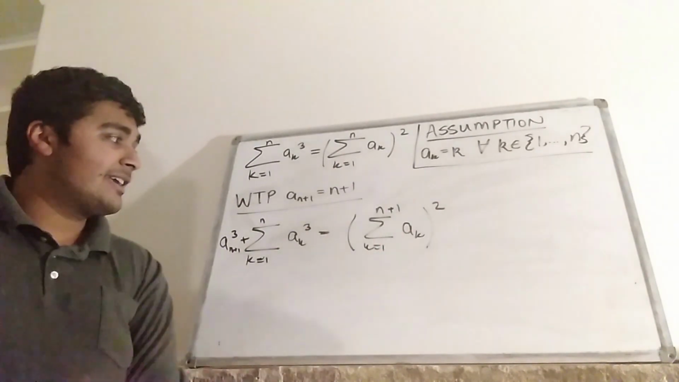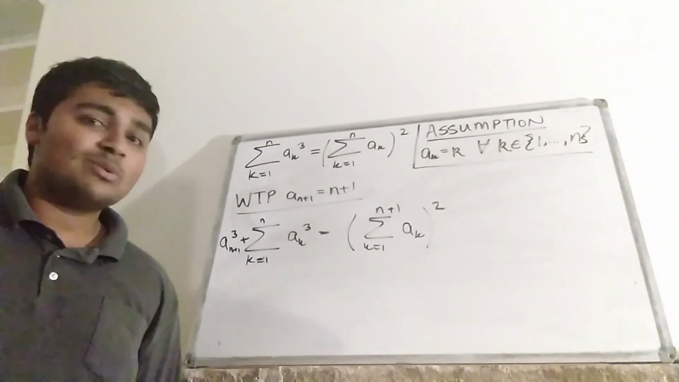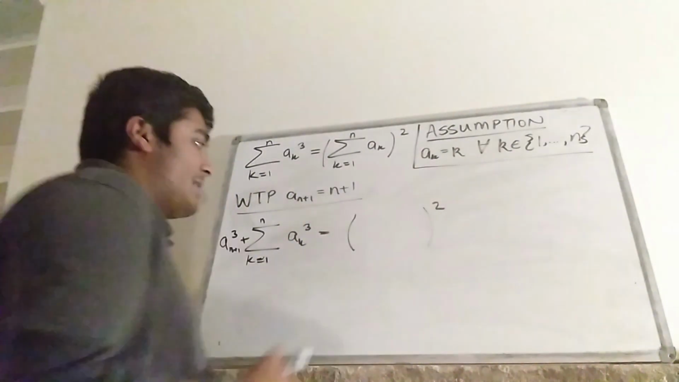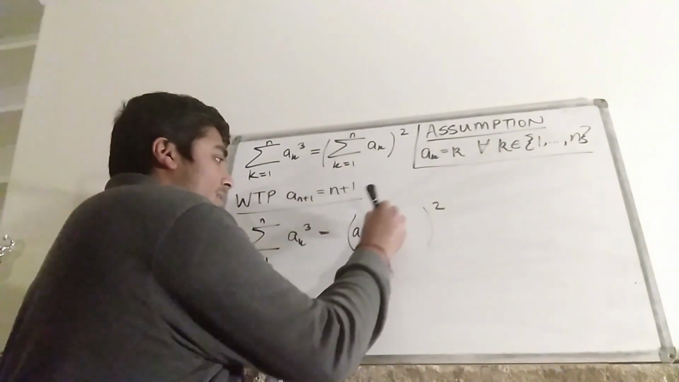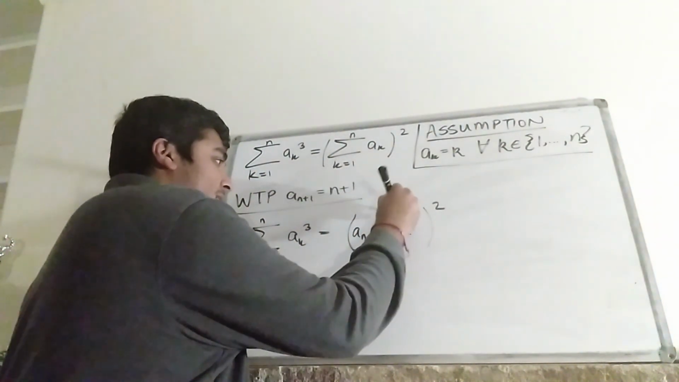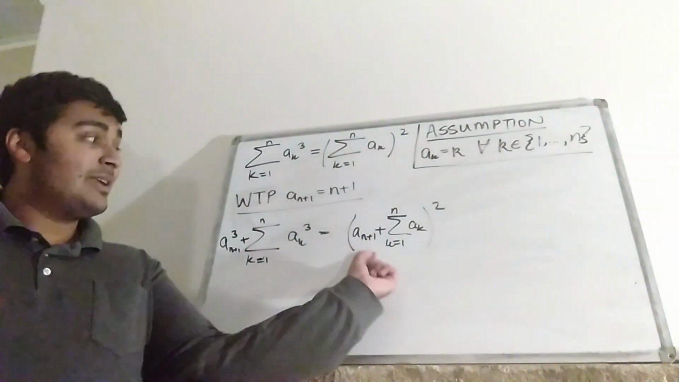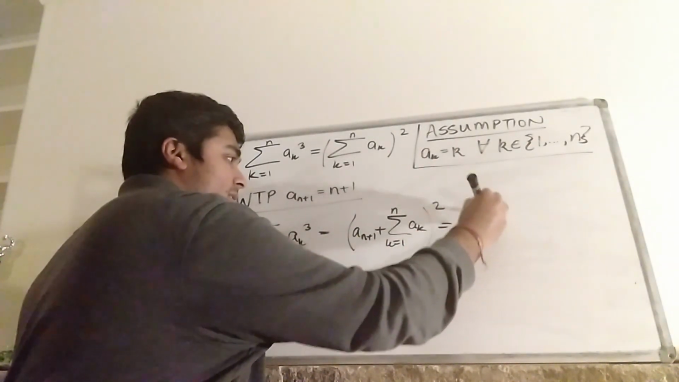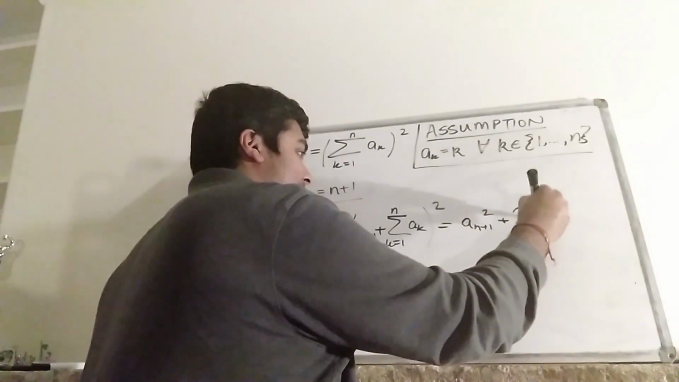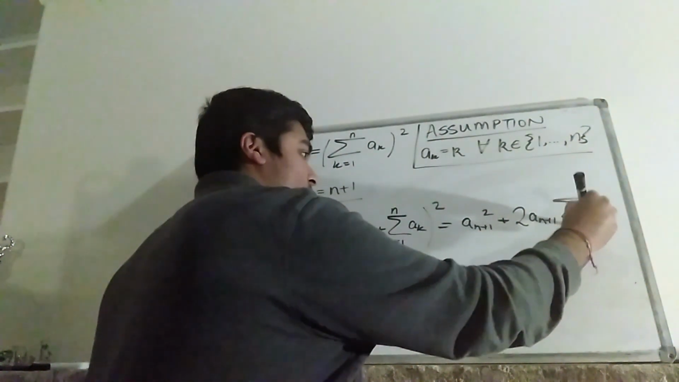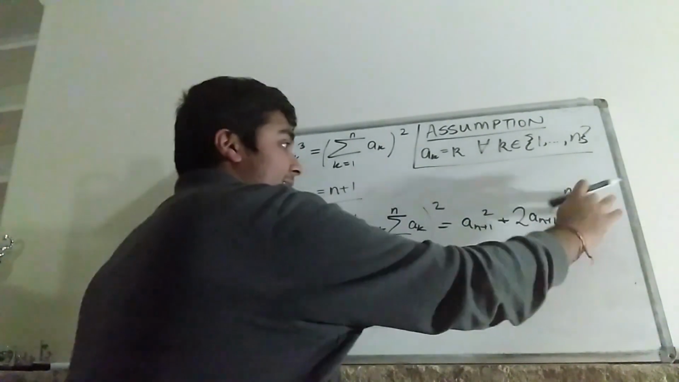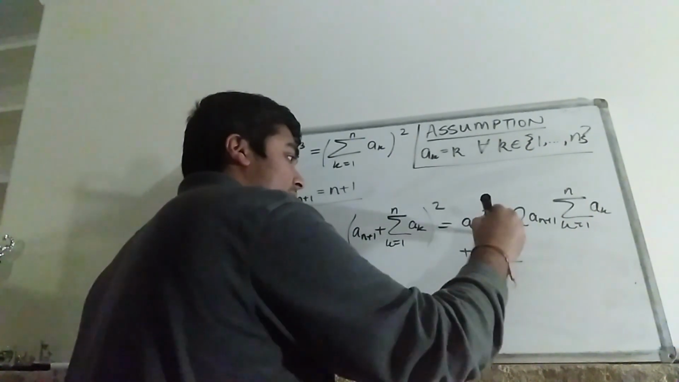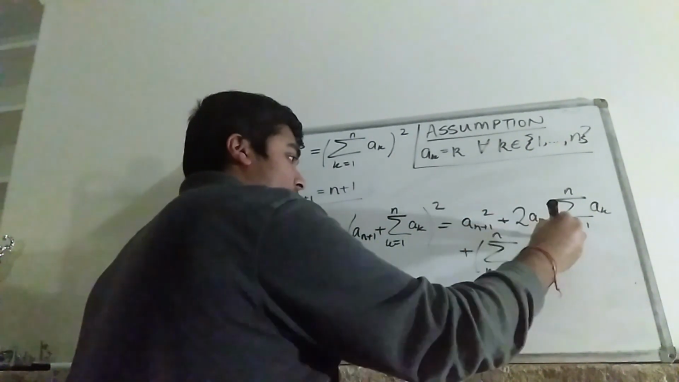But this thing inside the bracket, I can do a similar sort of thing. Write this as the sum from k equals 1 to n, and then add on my n plus 1th term. So I'm going to rewrite this thing here as my n plus 1th term, a_{n+1}, plus the sum from k equals 1 to n of a_k. Okay, now when I expand the brackets on this right-hand side, I get a_{n+1} squared plus 2 a_{n+1} times the sum from k equals 1 to n of a_k, plus the sum from k equals 1 to n of a_k, all squared.